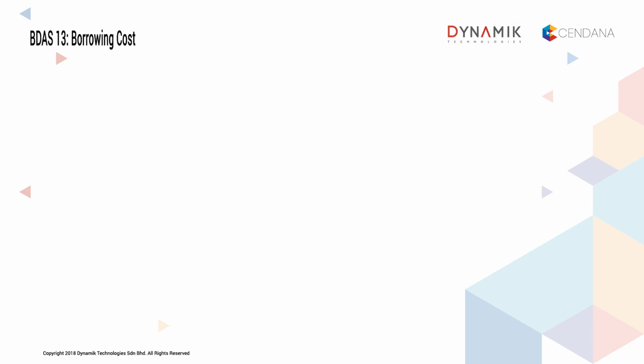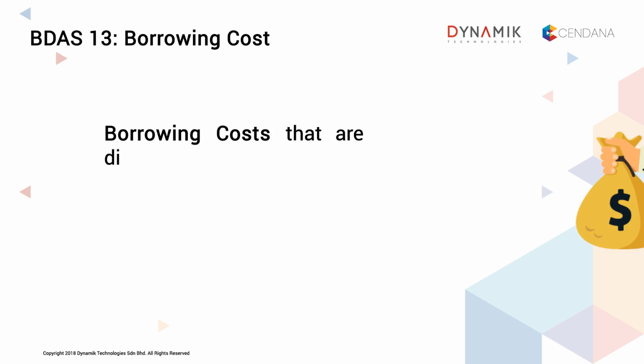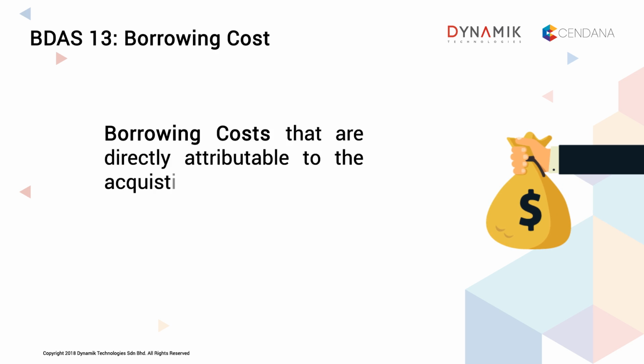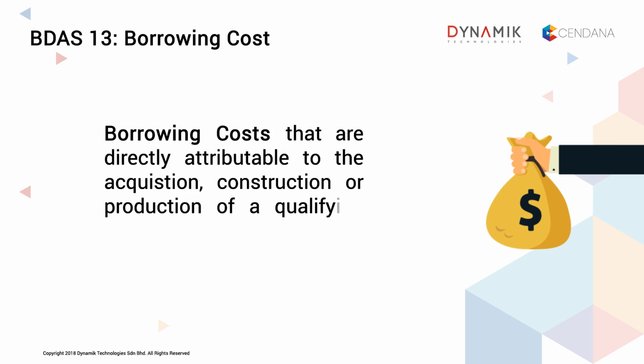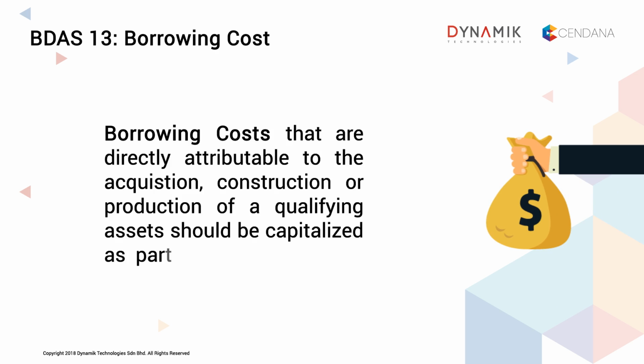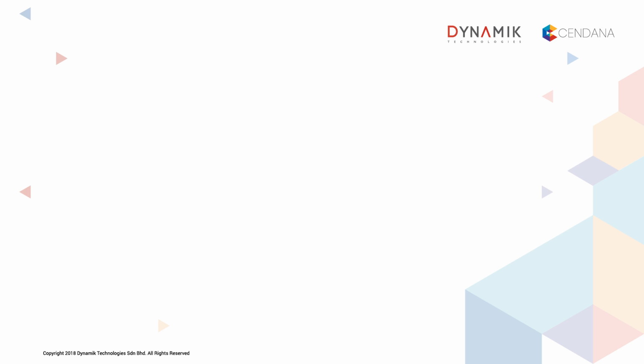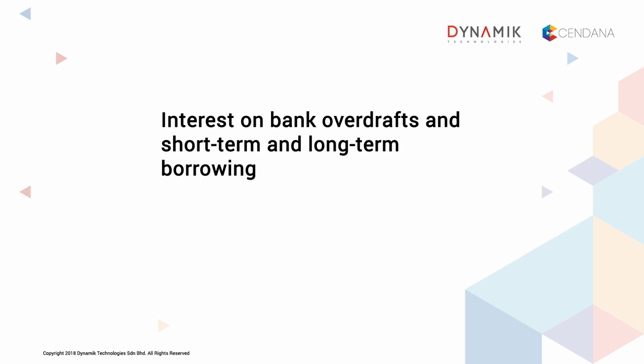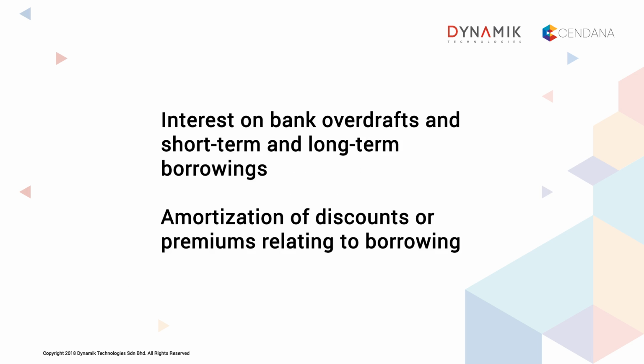The definition of BDAS 13 is that the borrowing costs that are directly attributable to the acquisition, construction, or production of a qualifying asset should be capitalized as part of the cost of that asset. Some of the examples will be interest on bank overdrafts and short-term and long-term borrowings, amortization of discounts or premiums related to borrowings, and etc.